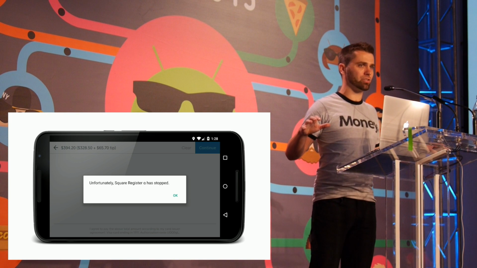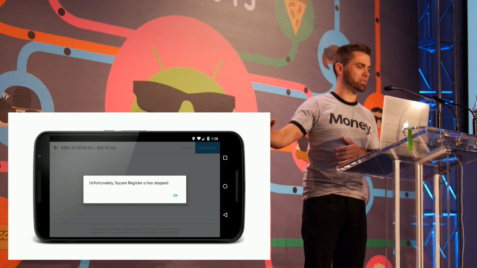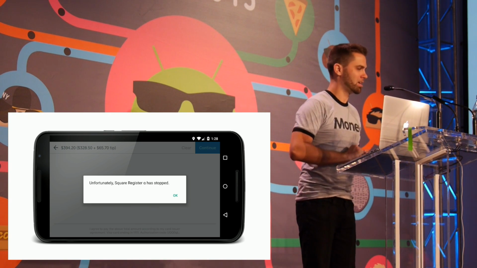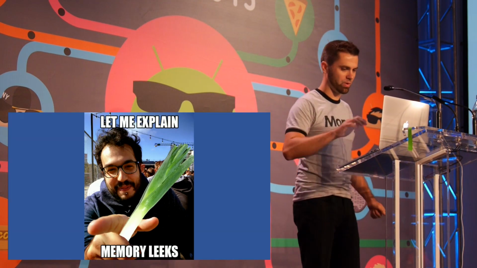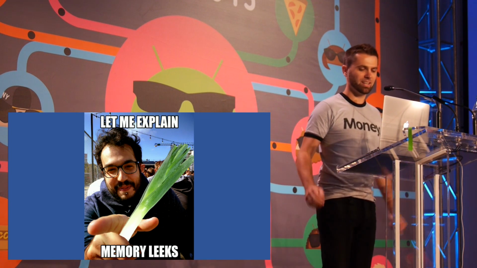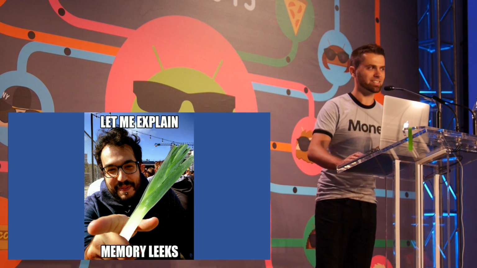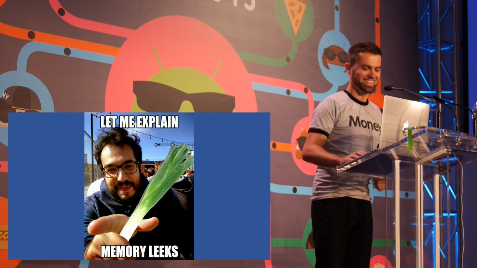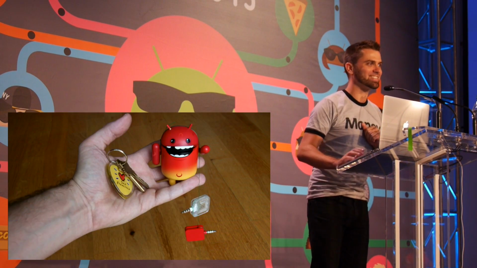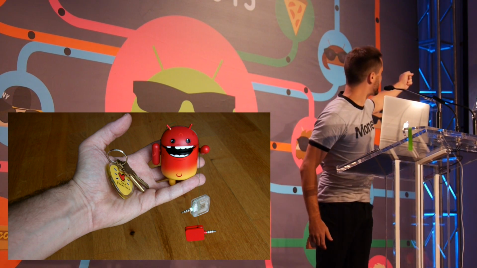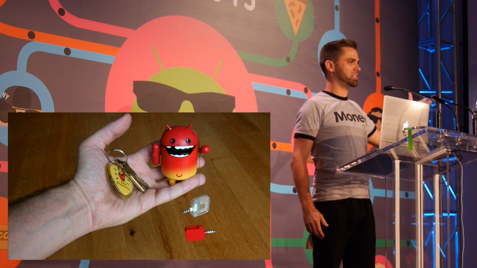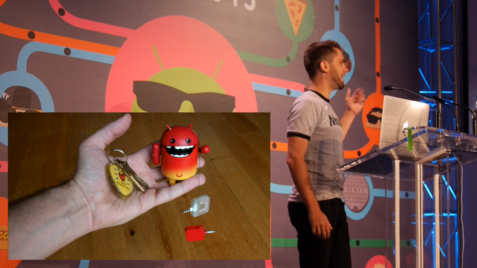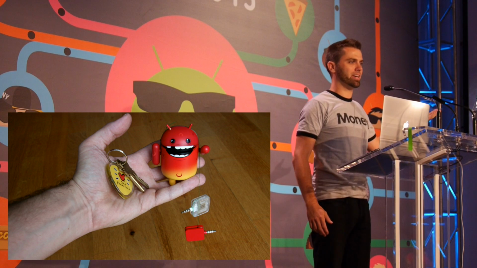Before diving into a lot of technical details, and you'll see a lot of code in this presentation, I want to take the higher level view by having a lot of images. So let me explain memory leaks. Let's start with my hand. My hand, as you can see in that picture, will represent the amount of memory that we have in our app. I can hold a lot of things in my hand.